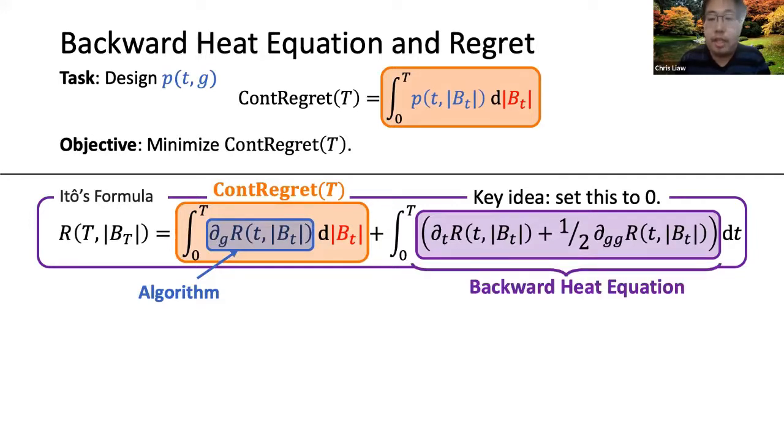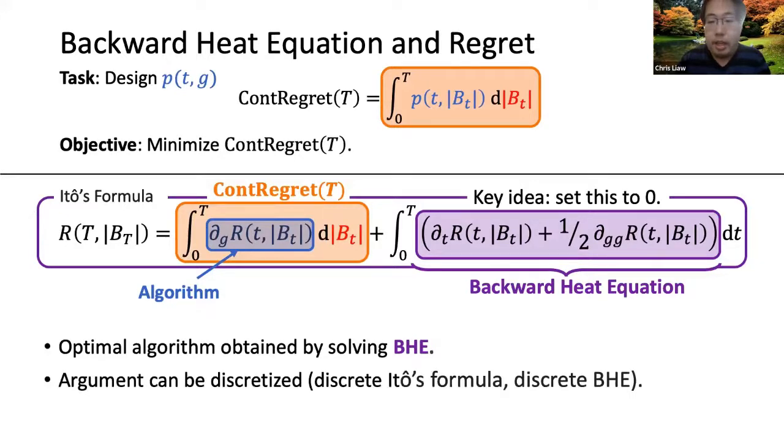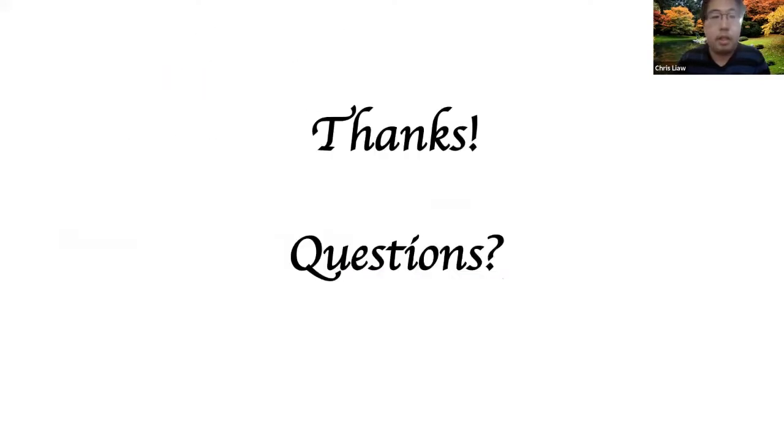And in fact, this identity has a name. It's called the backwards heat equation. Okay, and it turns out that satisfying the backwards heat equation is exactly the right condition. If you solve this PDE with some appropriate constraints, you will actually obtain the optimal algorithm. And in fact, there's a very clean way of discretizing all these continuous arguments to obtain a discrete algorithm, which is optimal. Okay, so that's all I wanted to say. Thanks for listening.